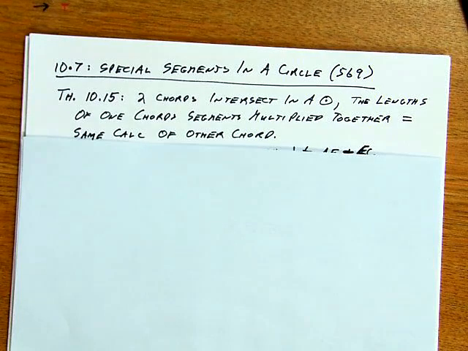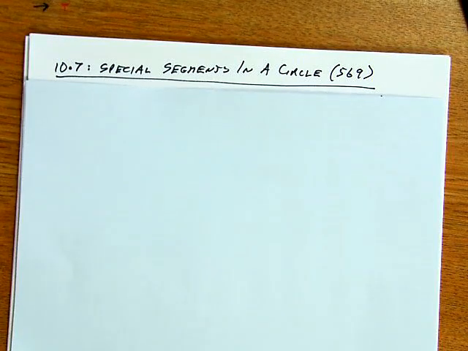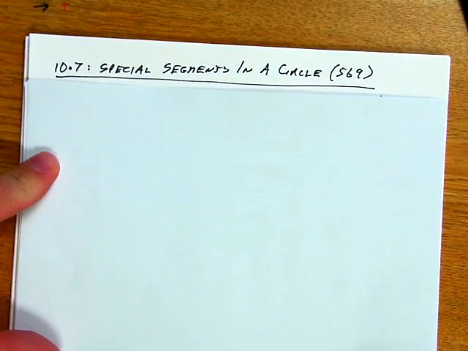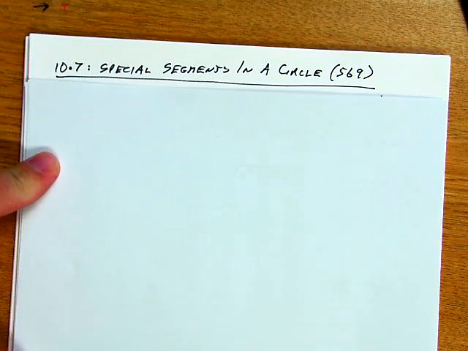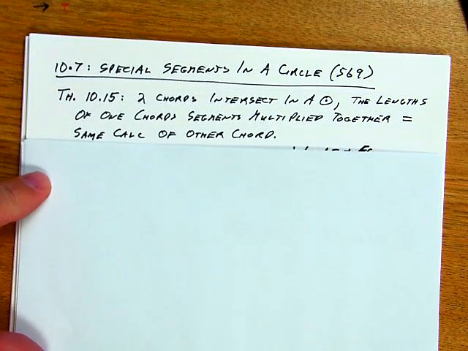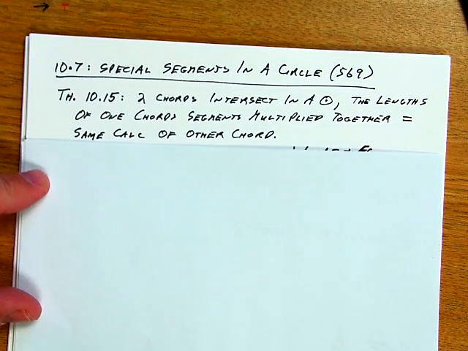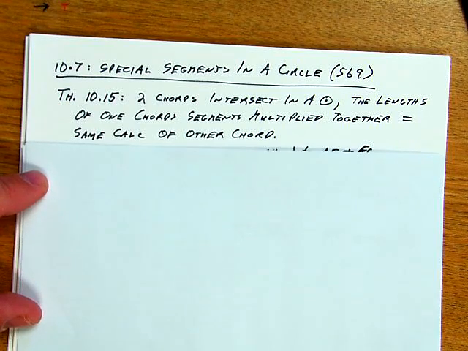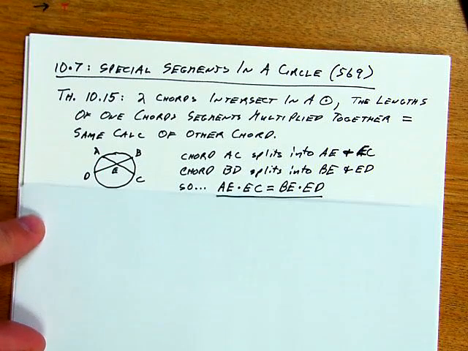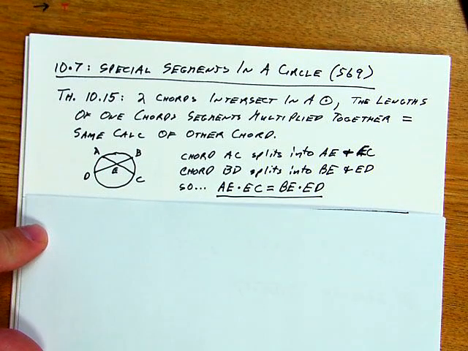All right, let's look at lesson 10.7 in your book, page 569, special segments in a circle. I'll start right off with the theorem that says two chords intersecting in a circle. The lengths of the one chord segment multiplied together equal the same calculation in the other chord. What does that mean? Once again, with most theorems, it's easier to see than to read the words.